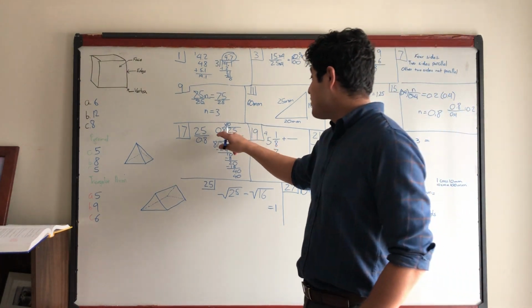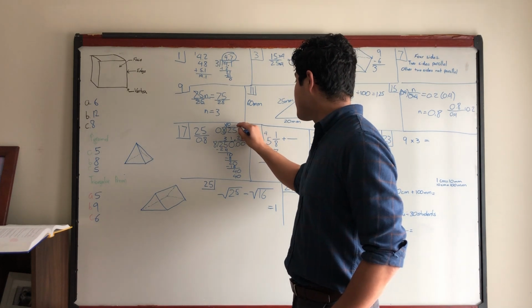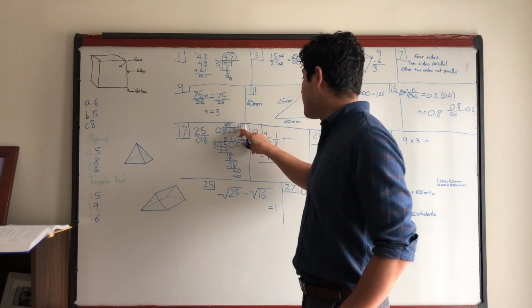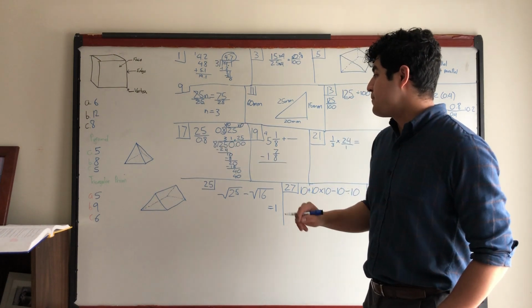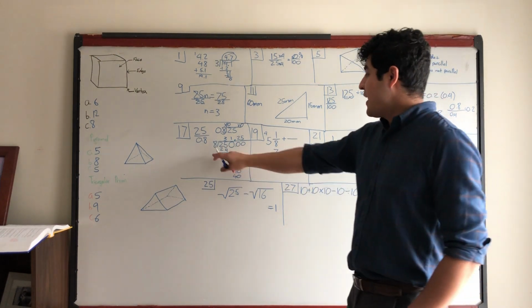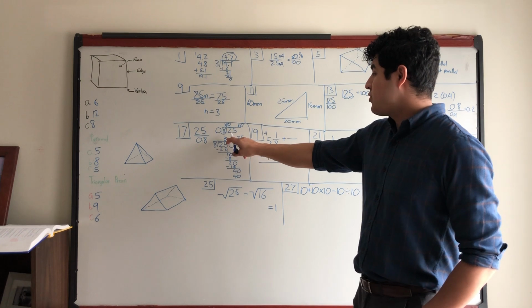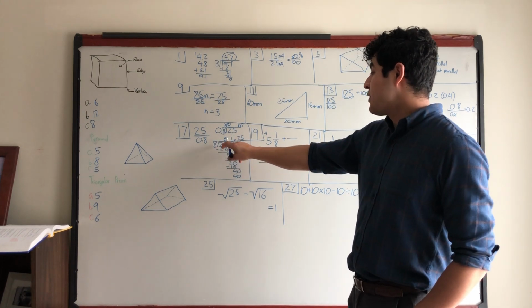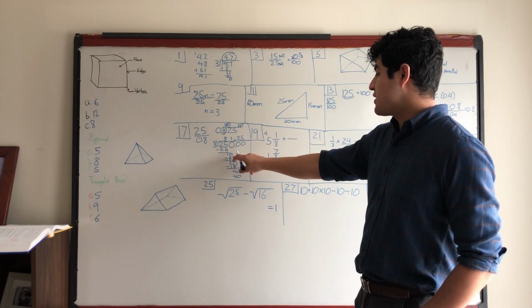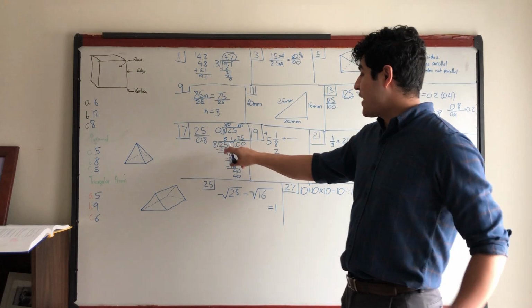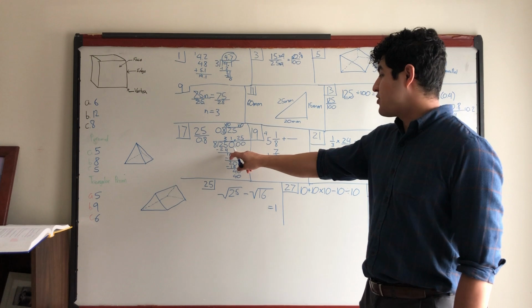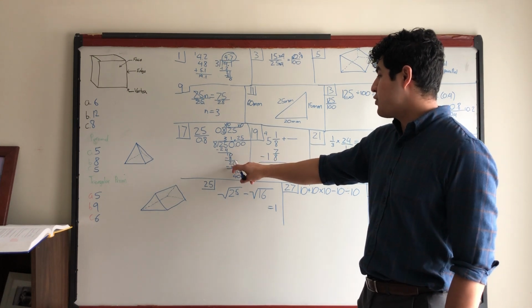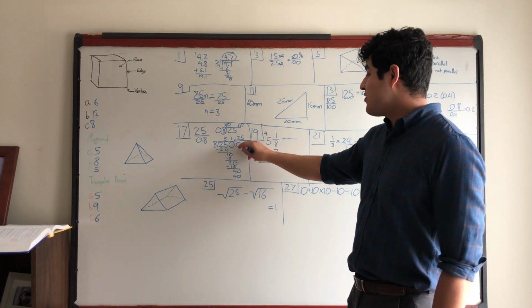But whatever I do to the divisor, I have to also do to the dividend. So I multiply 25 times 10 to give me 250. And then I go ahead and divide. 8 goes into 25 3 times. 3 times 8 is 24. 25 minus 24 is 1. I bring down the 0. Then I see how many times 8 goes into 10. 1 time. 1 times 8 is 8. I subtract 10 minus 8 equals 2. And then I add a 0, okay?